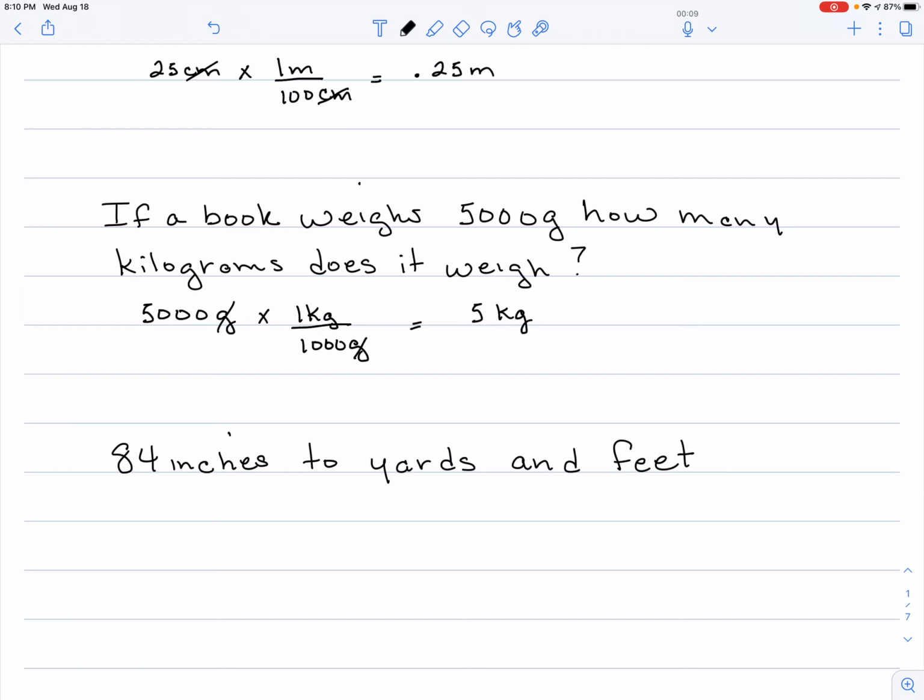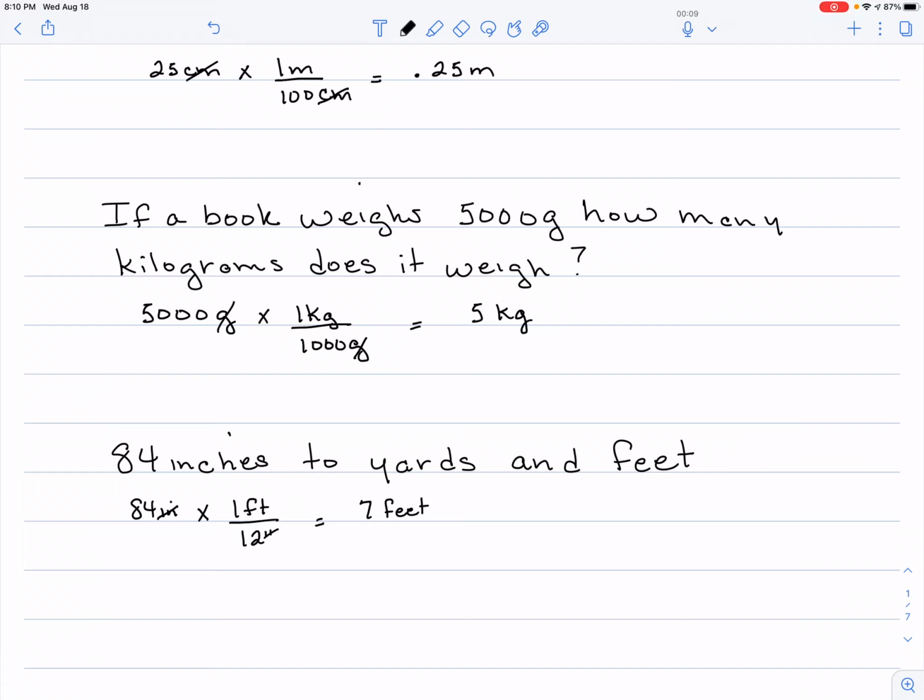Now in the next one, you have 84 inches, and you're asked to find how many yards that is and how many feet. So we write down 84 inches. We look up and find our conversion factor, or this factor you probably know. In 1 foot, we have 12 inches. So inches cancel, and you're left with 7 feet.